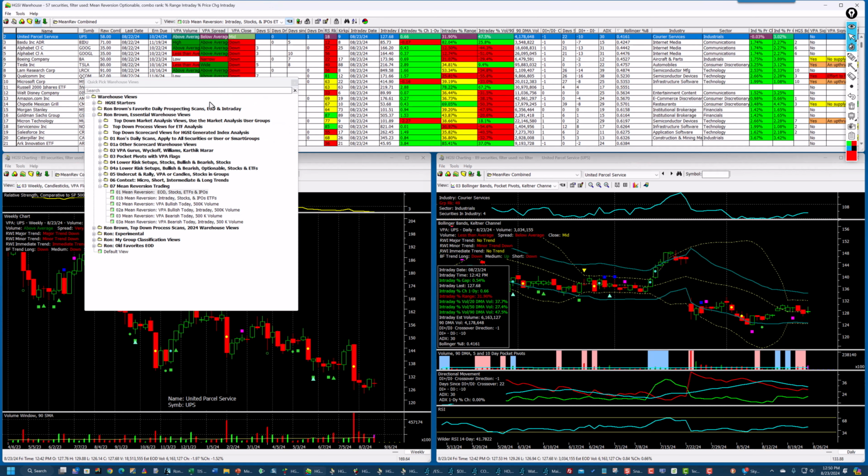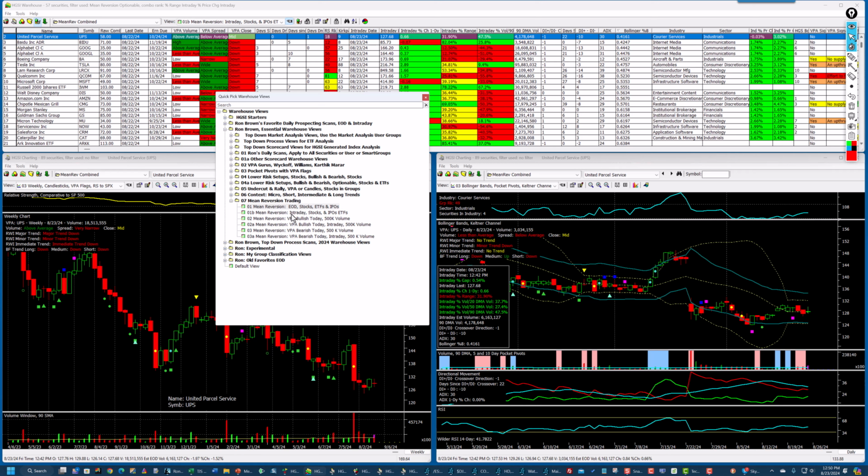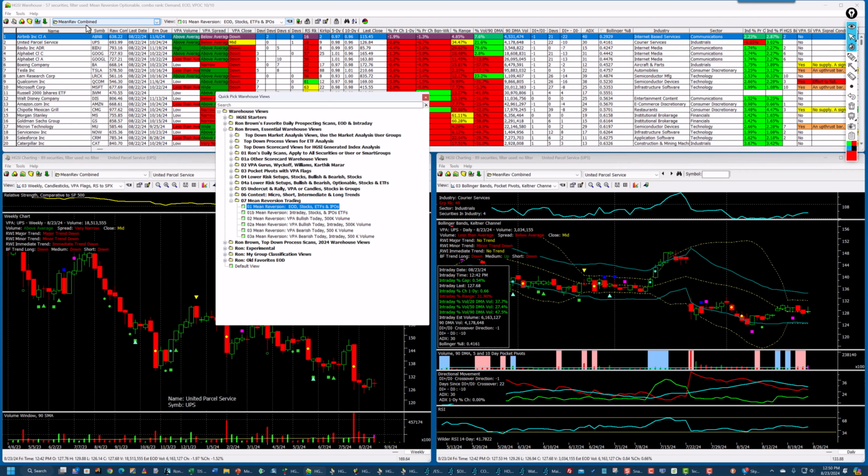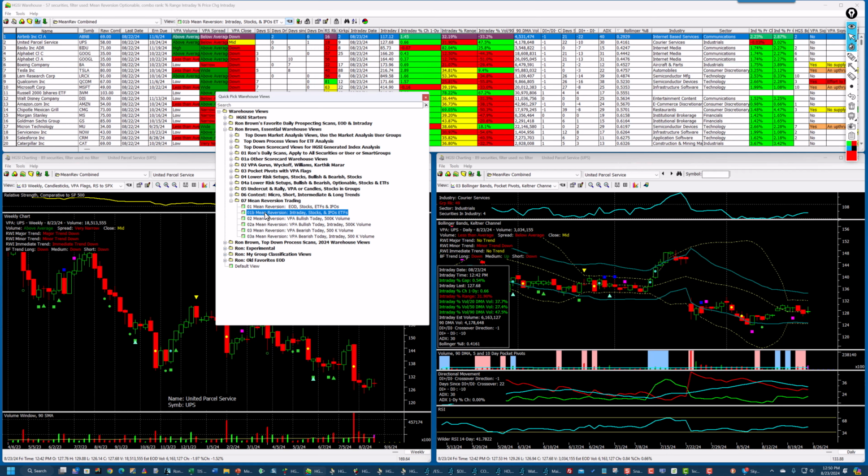Now I want to move on and show you what else I have here. So this is end of day and intraday. You can see the same. I'm in the mean rev combined folder. 57 stocks end of day, 57 intraday, same list.